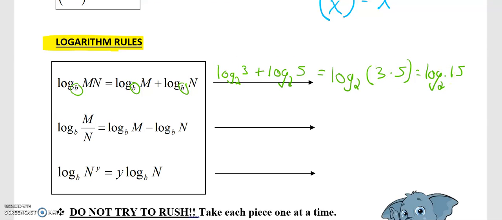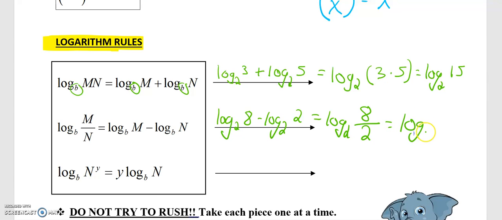Again, going back to the rules of exponents. Our next one says that if we divide, we're actually subtracting. Again, the same as exponents. If we divide, we subtract our exponents. So if I do an example, let's say I have log base 2 of 8 minus log base 2 of 2. I can rewrite that as log base 2 of 8 divided by 2, and therefore I get log base 2 of 4. Makes sense?